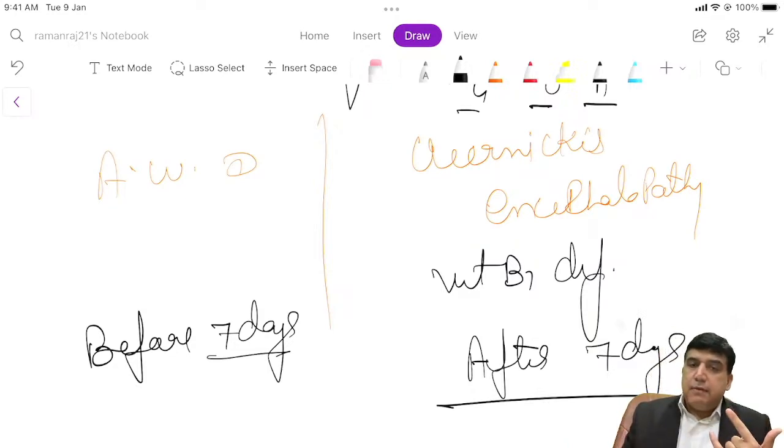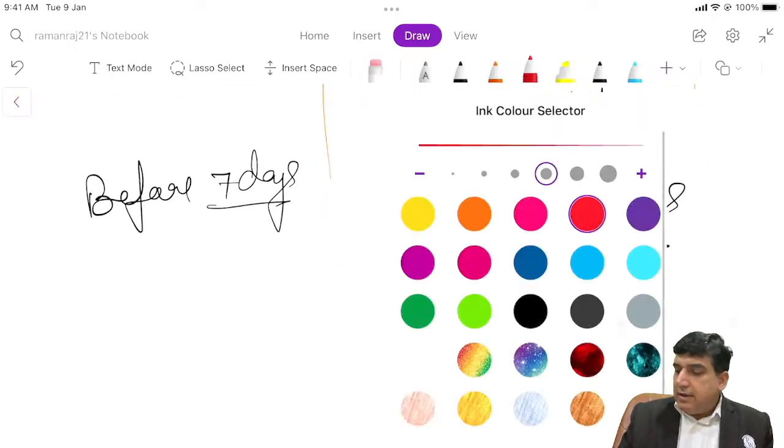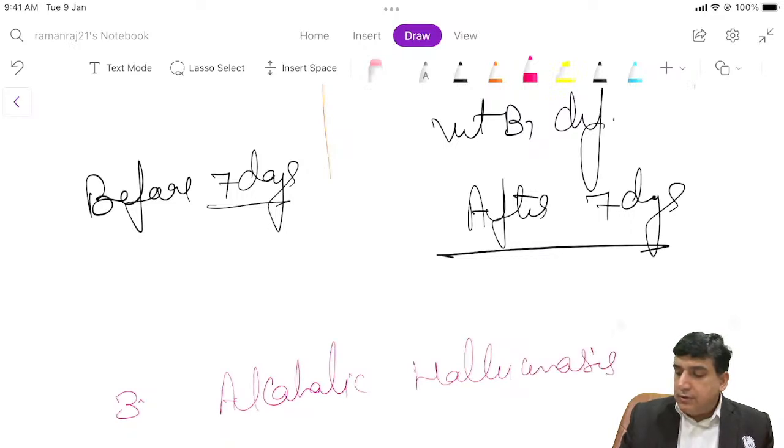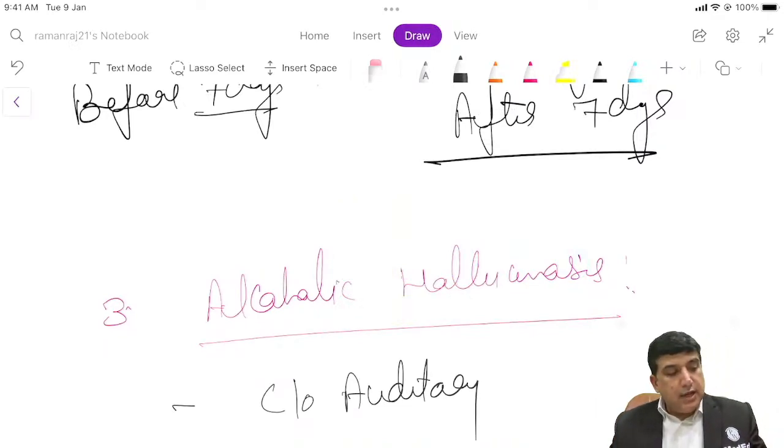So the first complicated withdrawal symptom is what? Alcohol withdrawal seizure. The second complicated withdrawal symptom is alcohol withdrawal delirium. And the third complicated withdrawal symptom is alcoholic hallucinosis. In this, the patient will have only the complaint of auditory hallucination. Clear? Auditory hallucination.